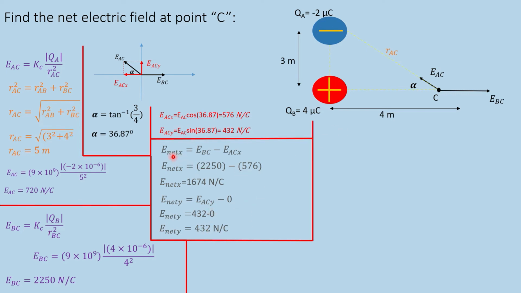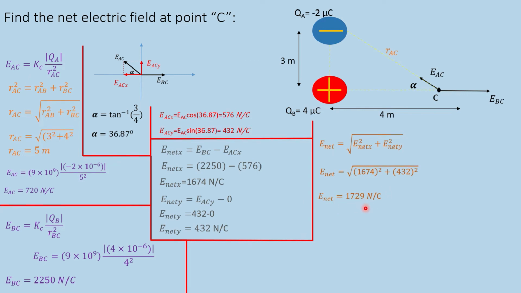When we say E net x, it is a vector along the x-axis. E net y is a vector along the y-axis, which means that E net x and E net y are perpendicular to each other, or at a 90 degree angle. So the net electric field, or the resultant electric field, is E net equals the square root of E net x squared plus E net y squared. We replace the values of E net x and E net y, and we find the final answer as 1729 newtons per coulomb. This is the magnitude, or the strength, of the resultant electric field.